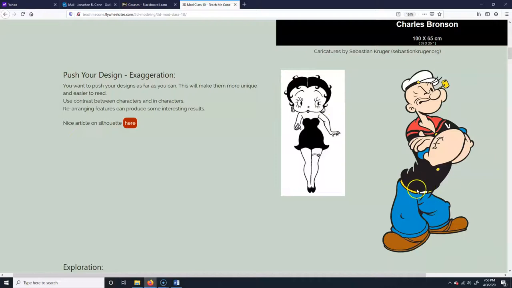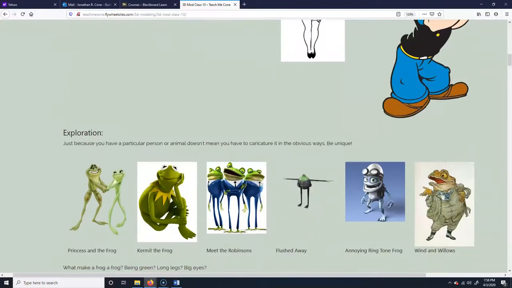Right, so he's got a small waist. He's got these big feet. See how thin it is here and how big they are here. He's got thin biceps, but really big forearms. He's got this big chin, but kind of small eyes. So it's that exaggeration. There's a really nice article here you can click on that talks about silhouette.